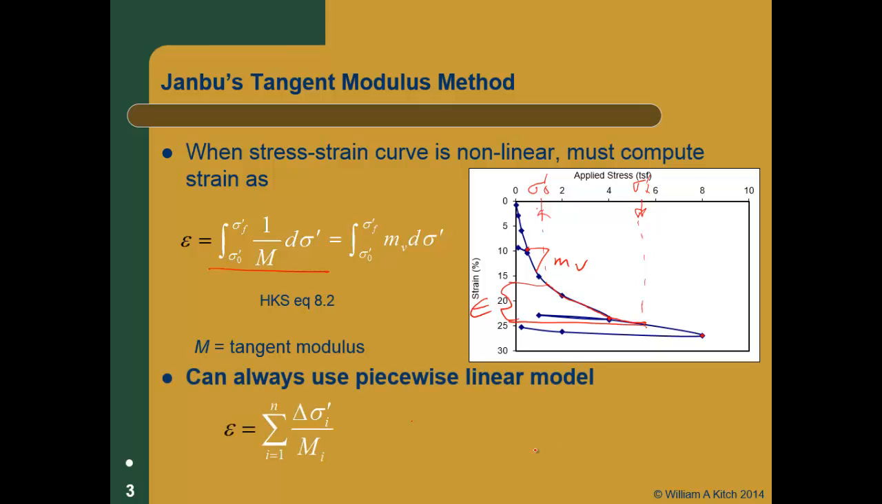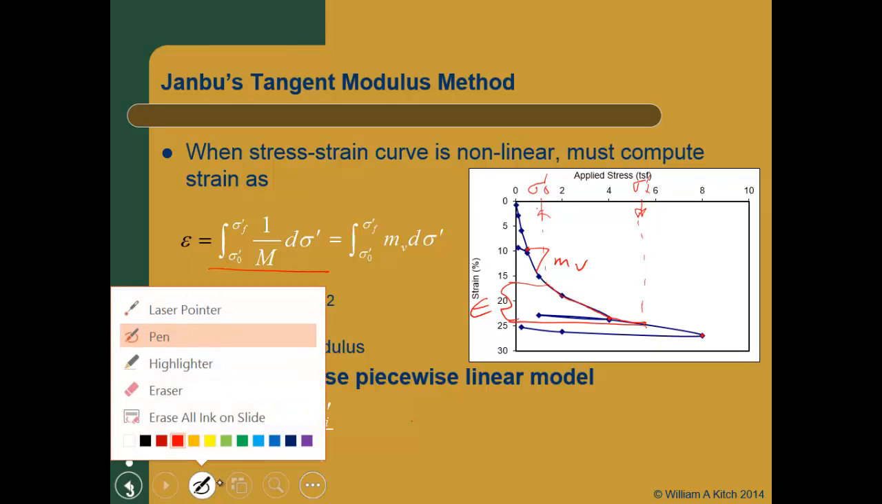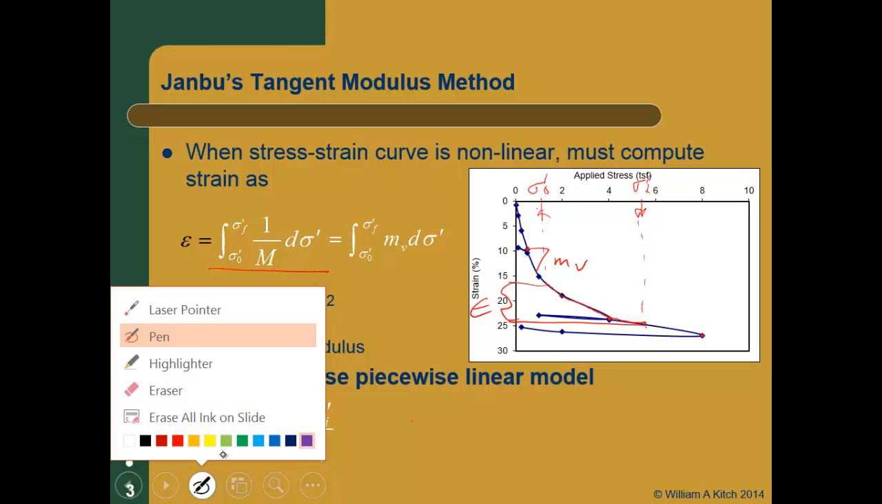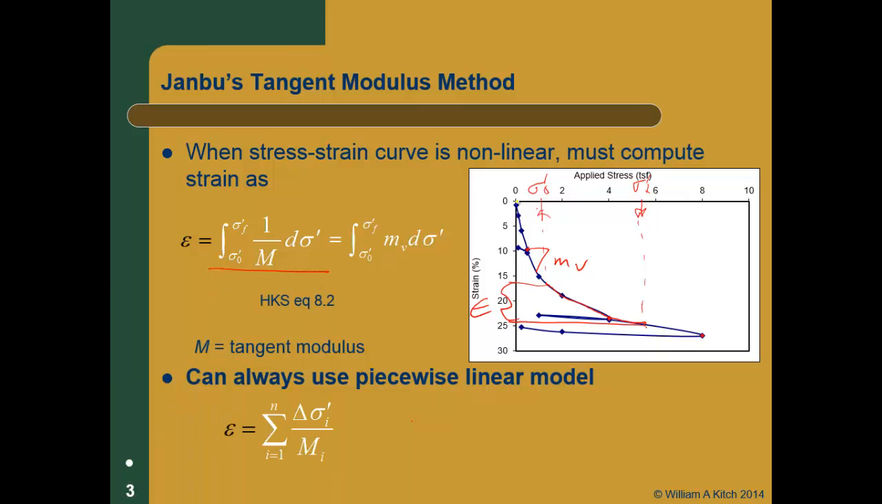Now I could always use a piecewise linear model, obviously, if I wanted to. I mean, I could make this thing, let's see, it's not a good color. I think yellow will show up for that one. You know, I could make this thing linear piece by piece, right? And then this equation would turn into a simple sum. But that's still tedious to do, particularly in the days of slide rules and, well, I guess we had calculators back then.